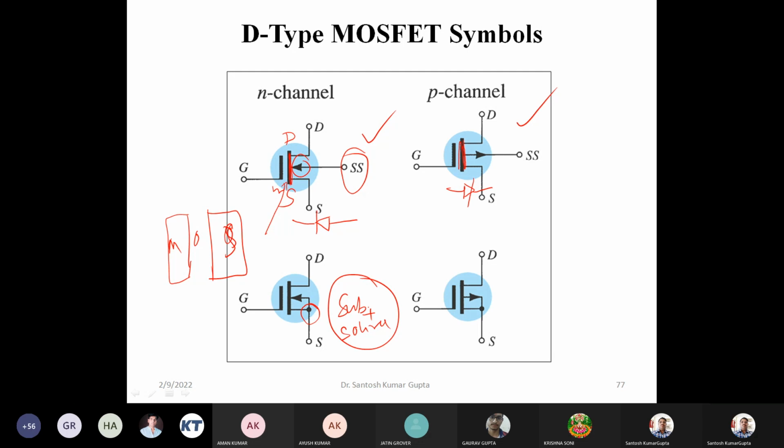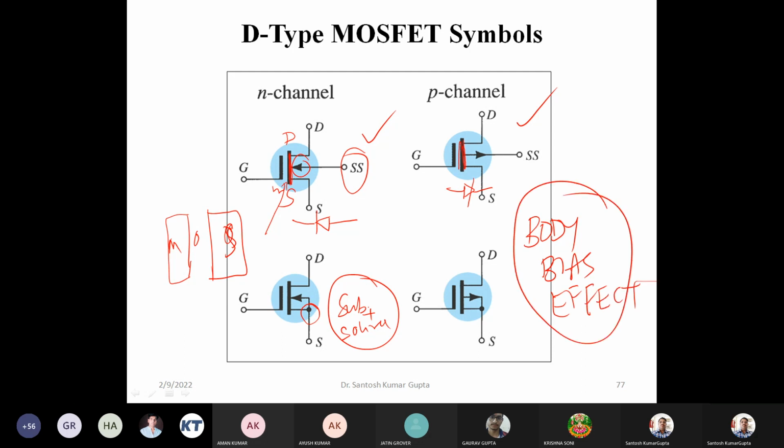So in both the N channel and P channel, the source and substrate are connected together, mostly to avoid a very prominent effect called the body bias effect. Okay, so this is a very important effect. To avoid this, one tries to connect the source and substrate together.